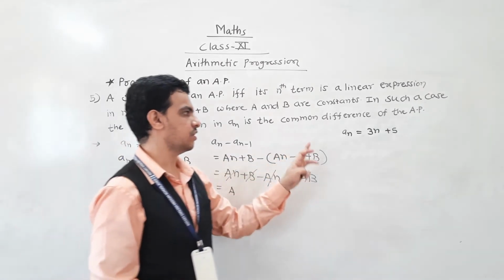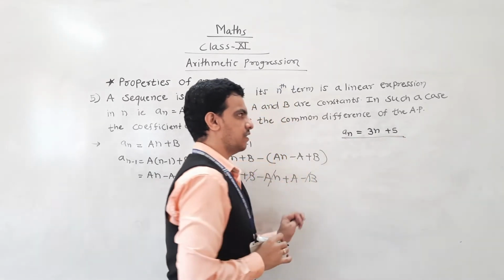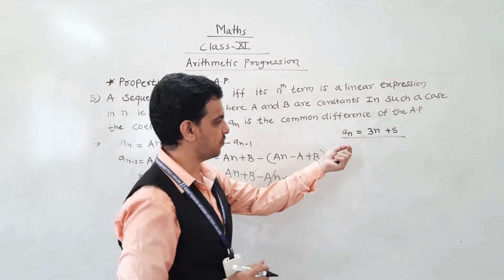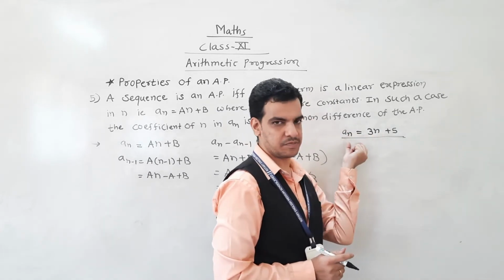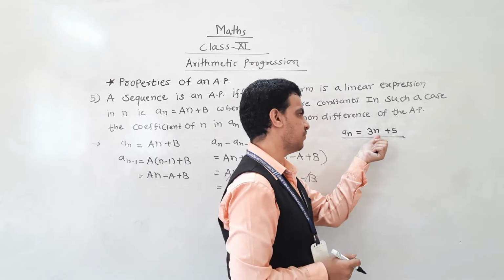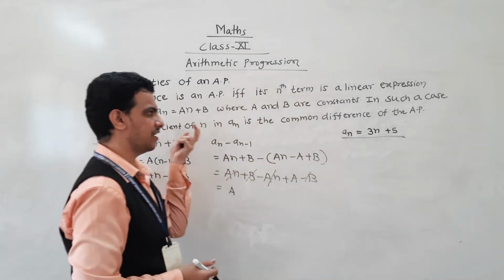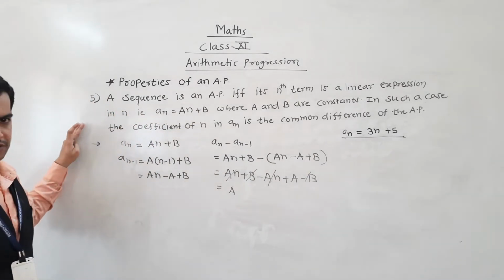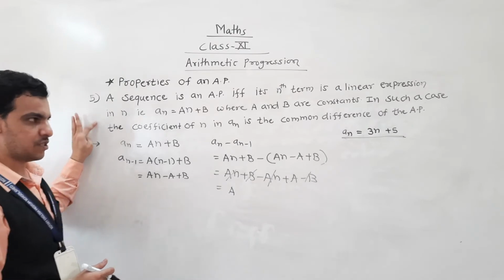Suppose the nth term is given, and you are asked whether the given sequence is an AP or not. Directly you can say this is a linear expression of n. So the given sequence is an AP and the common difference is the coefficient of n, that is 3. So directly you can use this property. Now we will see the next property.